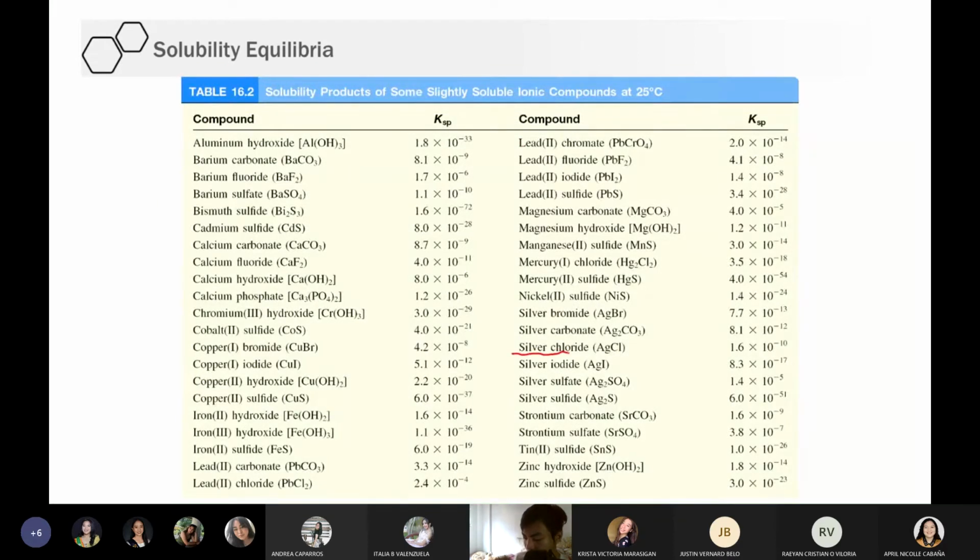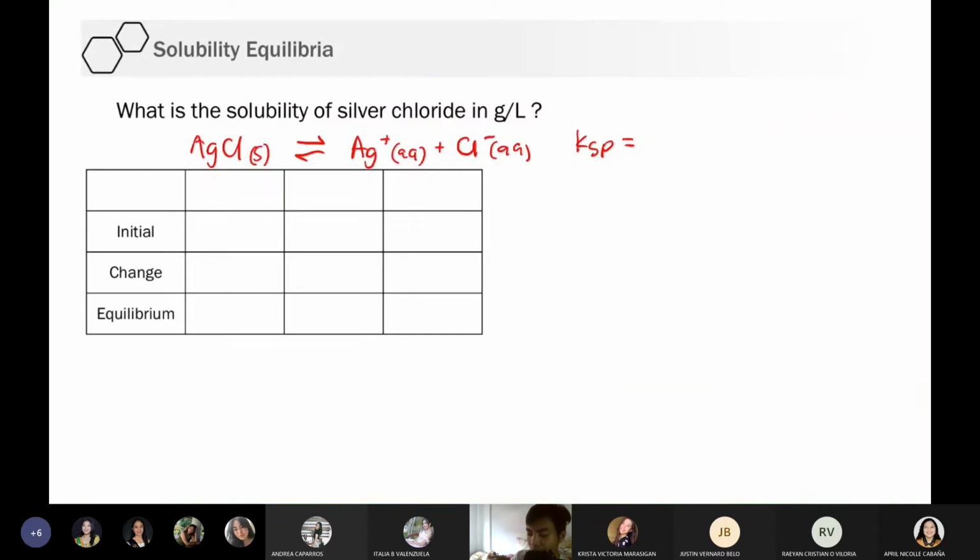Okay, so ito AgCl. So for AgCl, the Ksp is 1.6 times 10 raised to negative 10. Okay, so ibig sabihin ganyan lang kaunti yung ating products na mabubuo. So ganyang extent lang according to the Ksp. However, we are looking for the actual amounts. So we need to use the ICE table kasi equilibrium to eh. Okay, so let's plug in this info sa ICE table.